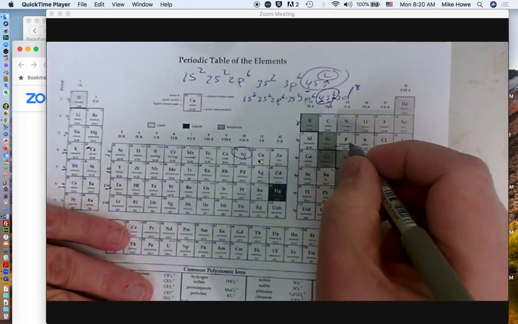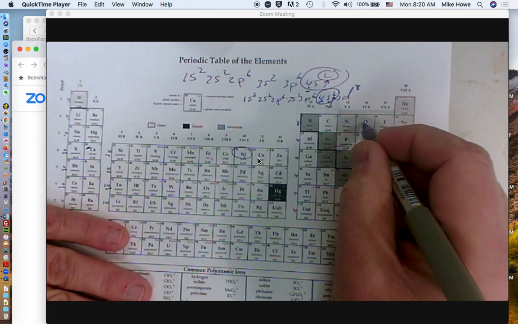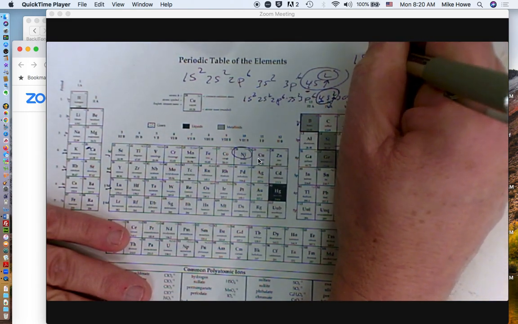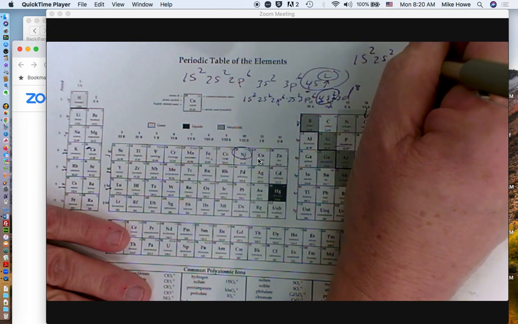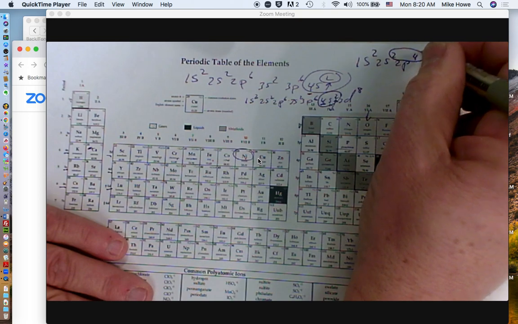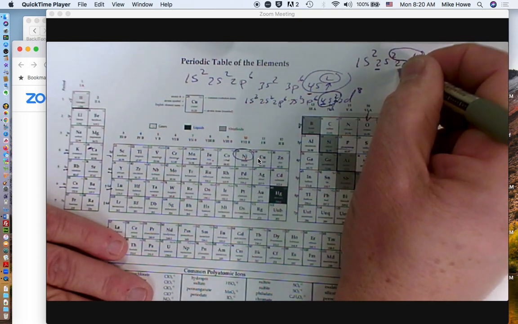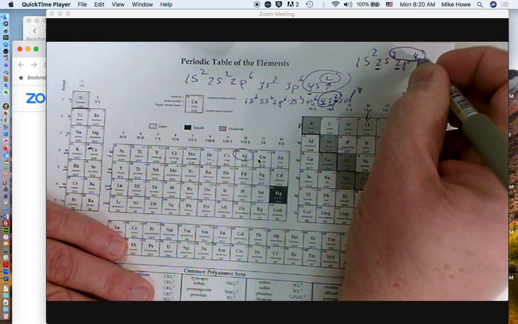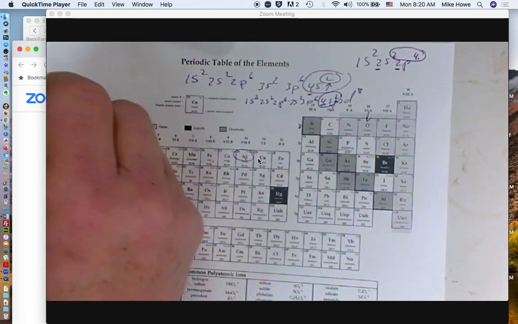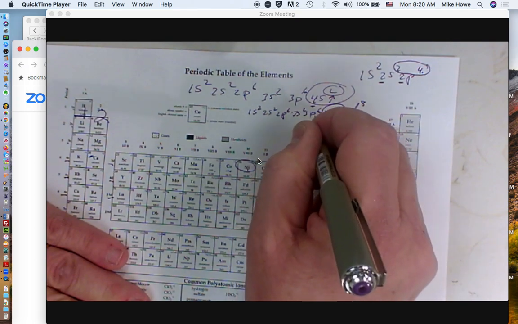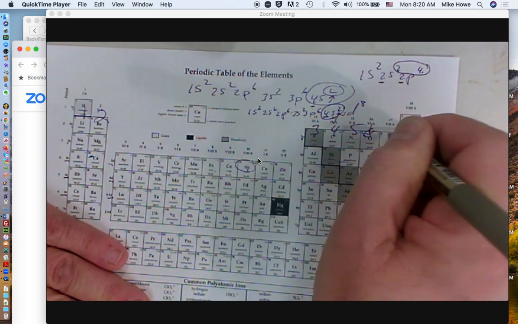Okay, now I'm going to go to something like oxygen, right? So oxygen sitting right here has 8 total electrons: 1s2, 2s2, 2p4. So there are 6 in the outer shell. The outer shell is the second energy level. So there's 2 in the 2s, and there are 4 in the 2p. Together that makes 6.